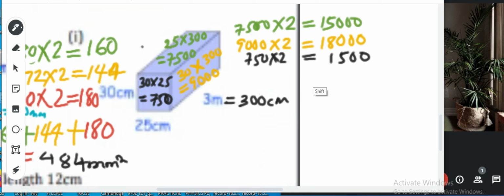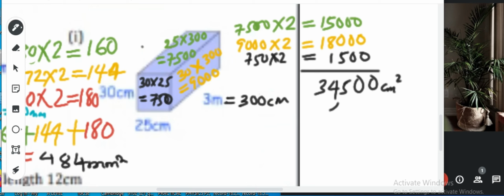So we're going to add up all to find the total surface area. This is 0, 0, 5, 14, and 3. So we have 3,440. No, 34,500 centimeters square is the answer. That's the total surface area.